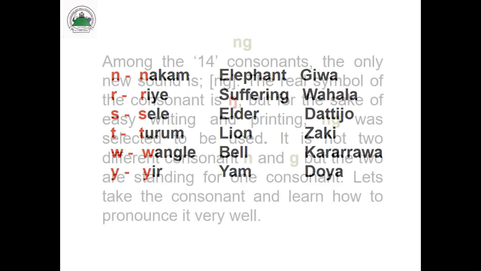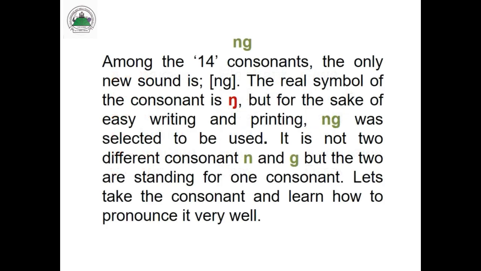The other diphthong, which we have not taken an example of, is this N and G coming together. Among the 14 consonants, the only new sound is this NG in parentheses. The real symbol of the consonant is this symbol you are seeing colored red. But for the sake of easy writing and printing, this N and G was selected to be used. It is not two different consonants, N and G, but the two are standing for one consonant. So now let's take the consonant and learn how to pronounce it very well.